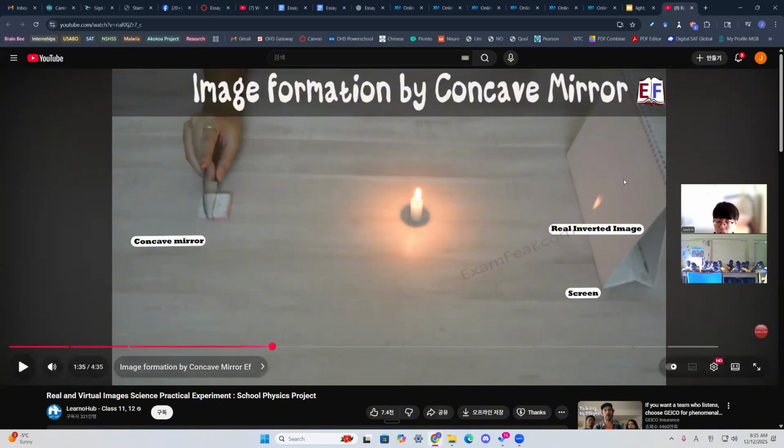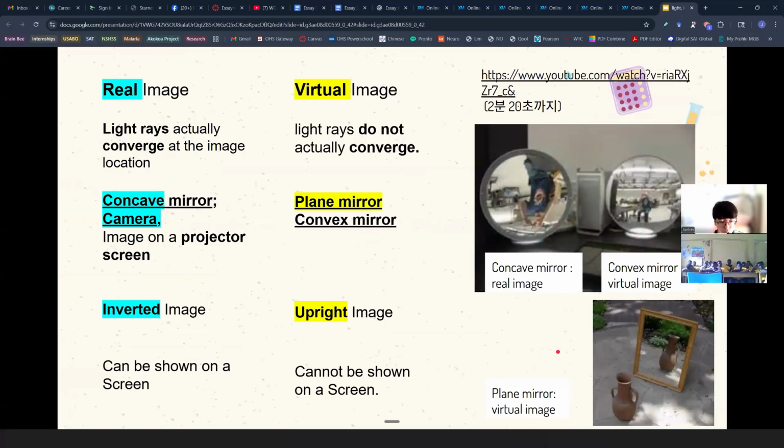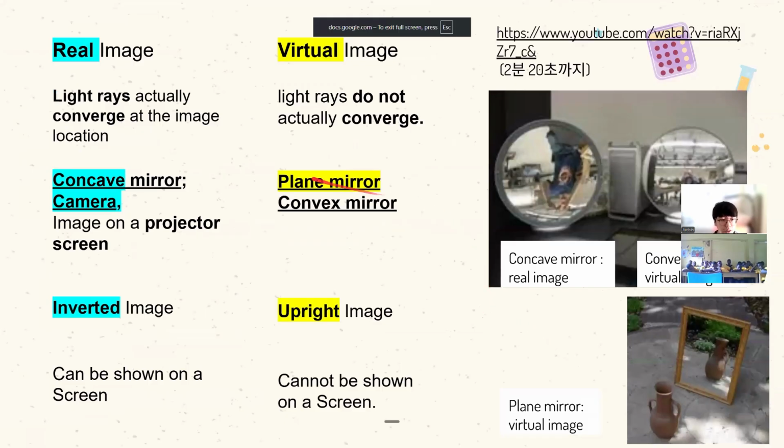And it is converged at a point. All of the lights that bend off of the concave mirror converge to this point. So that was real versus virtual image. And here's a table that shows some of the similarities and differences.